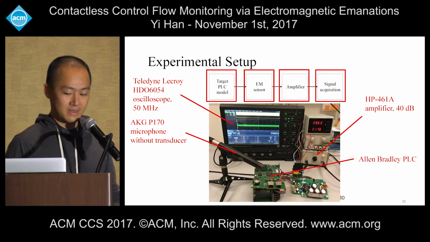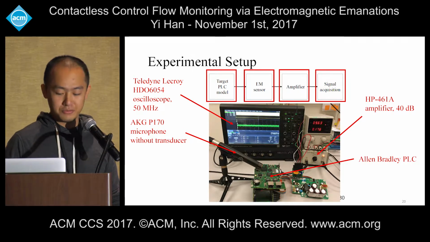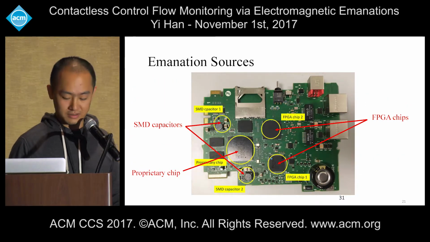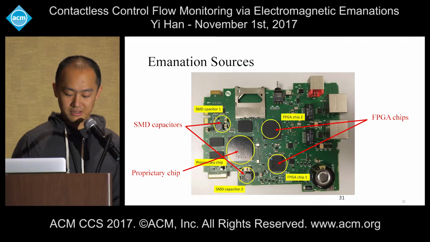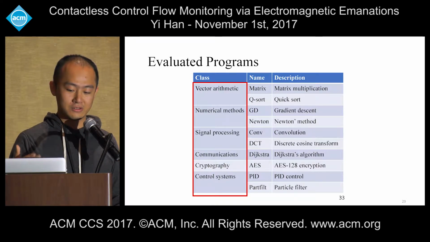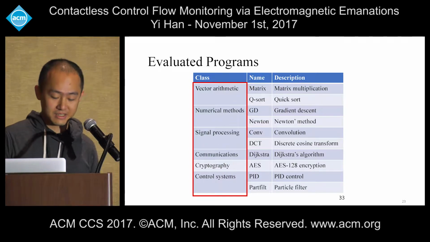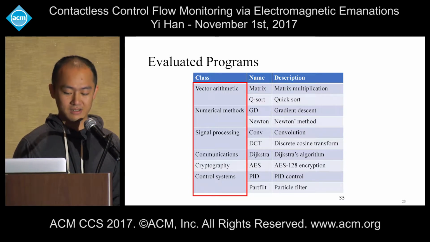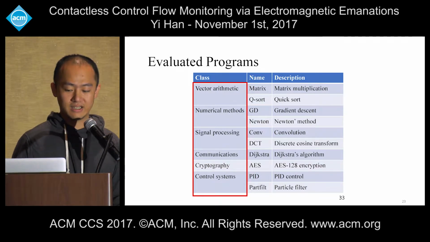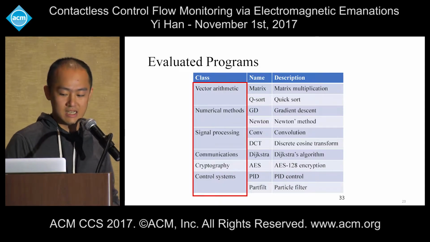Before we actually collect the signals for the evaluation programs, we look at the possible emanation sources on the board. So we look at the two SMD capacitors, the two FPGA chips, and the proprietary chip. So here is the result of the 5 locations, which is essentially the local spectrum characteristics of the signals collected from each location. And as can be seen from this figure, the proprietary chip has the strongest signal strength. This is because it has a larger surface area, so the EM waves are able to transmit farther from the processor into the air.